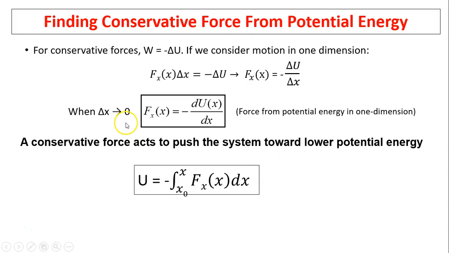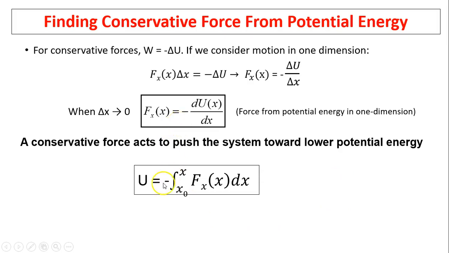When delta x approaches 0, Fx becomes negative dU/dx. This is the derivative of potential energy relative to x. We'll find the force. This is the force from potential energy in one dimension. So if we know the potential energy function, we can find the corresponding force. This equation shows that a conservative force acts to push the system toward a lower potential energy. That's how things go naturally. An object naturally falls downward. A spring naturally goes back to its equilibrium position.